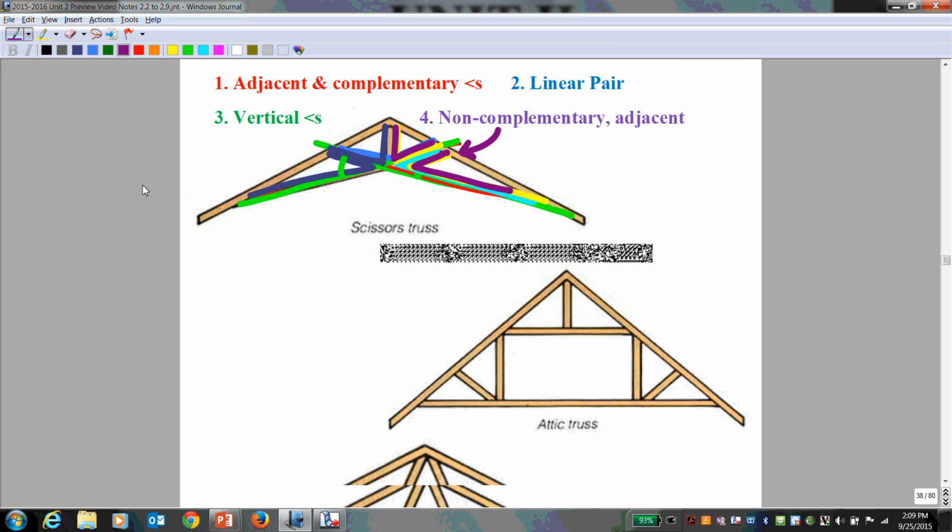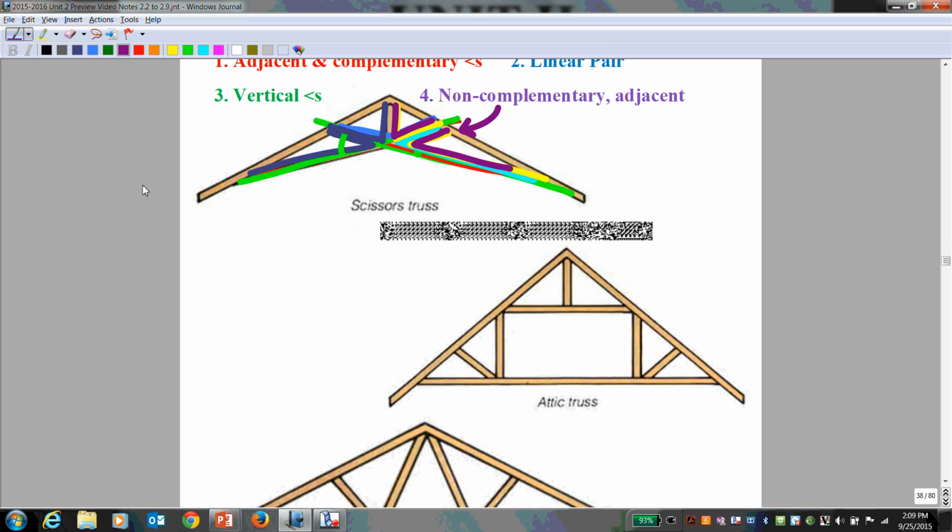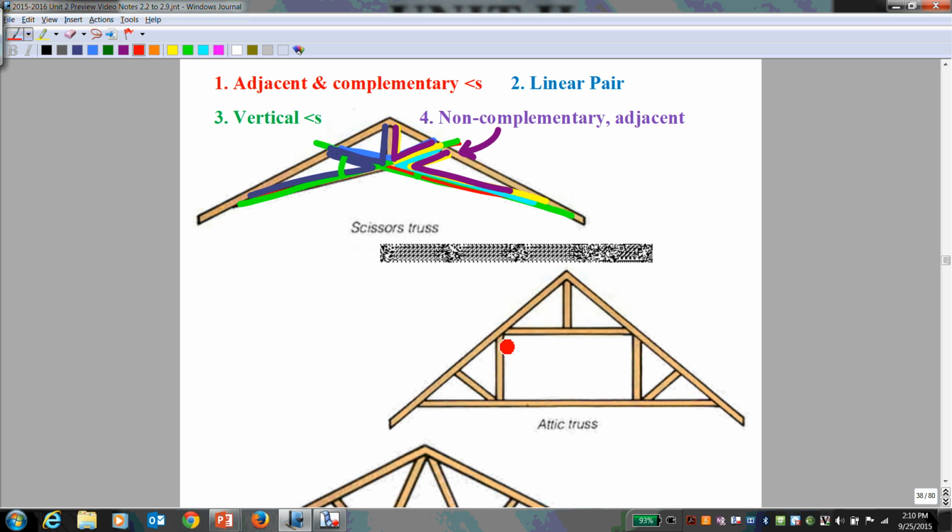Let's try a couple more. Okay, now here is adjacent and complementary. Adjacent meaning next to each other. Complementary means they add up to 90. So that would be adjacent and complementary.